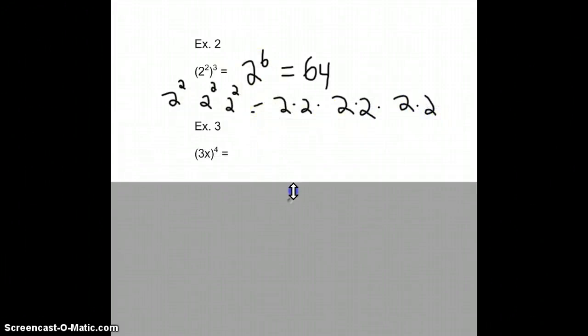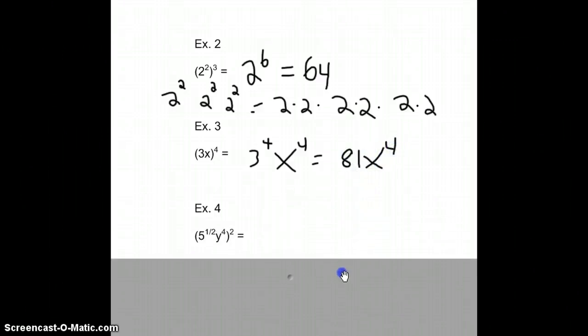Great. Take a look at example 3. Don't let this one fool you. We can distribute this exponent here. The exponent on the 3 is technically 1. The exponent on the x is technically 1. So multiply these exponents. 1 times 4 is just 4. So really you have 3 to the 4th. So this will be 3 to the 4th times x to the 4th. Okay, so again, technically the exponent on the x was 1, so 1 times 4 is 4. Alright, 3 to the 4th will end up being 81 times x to the 4th.